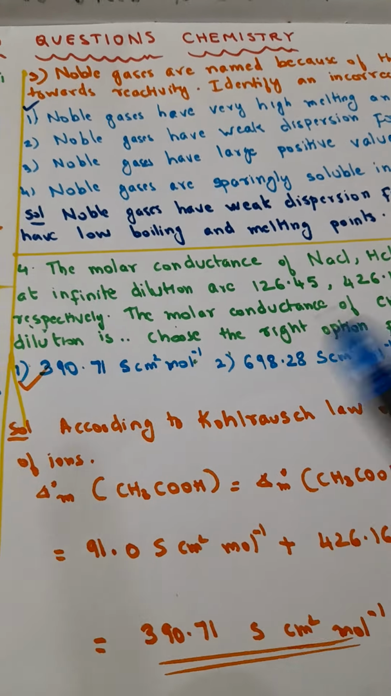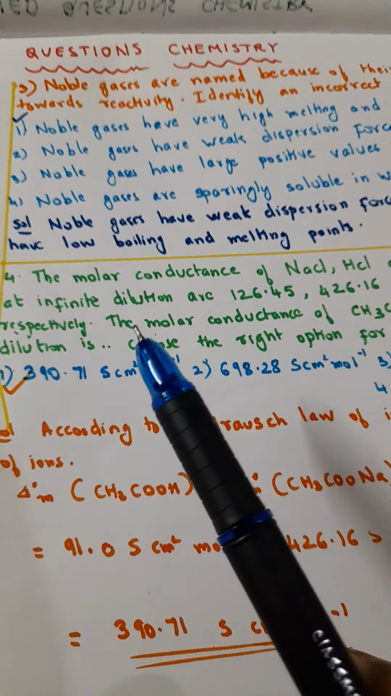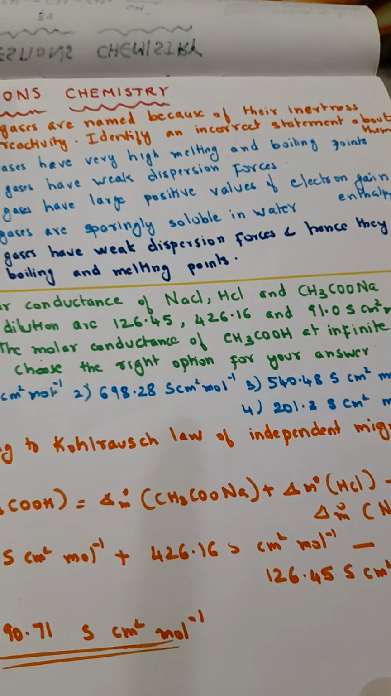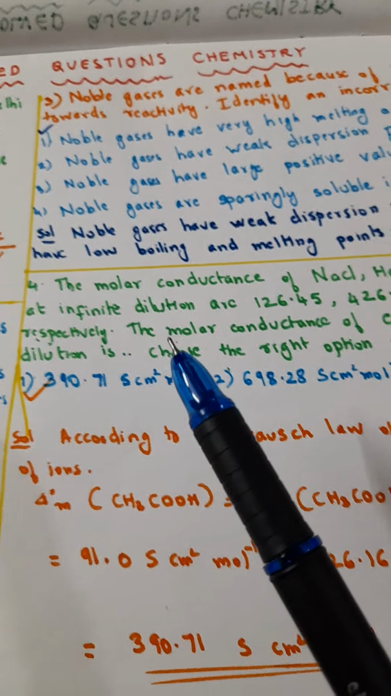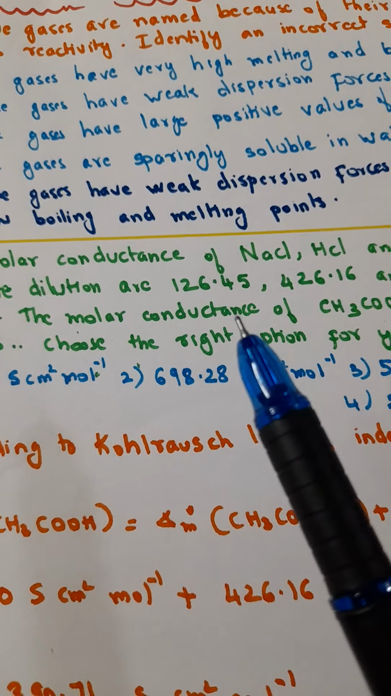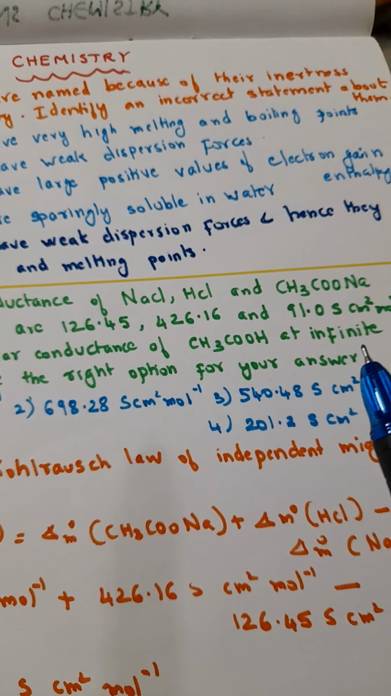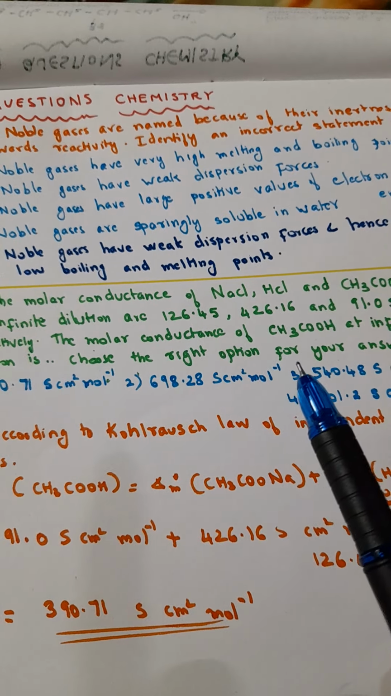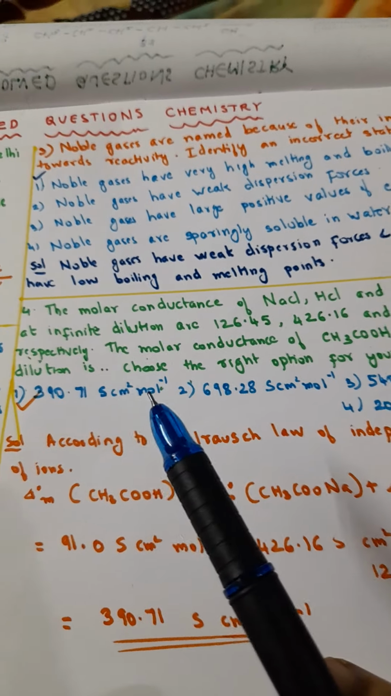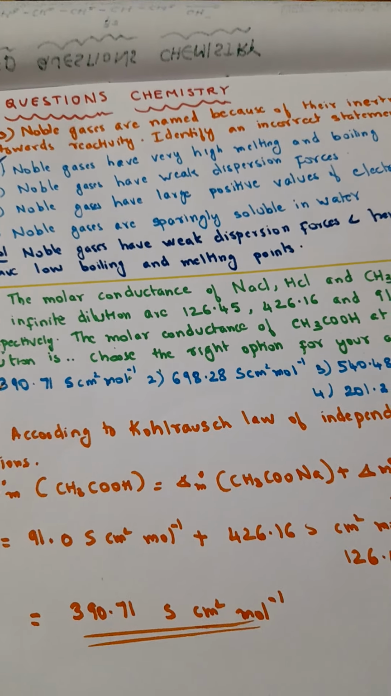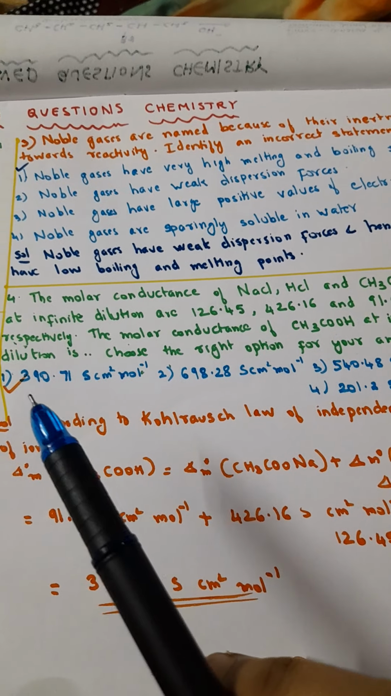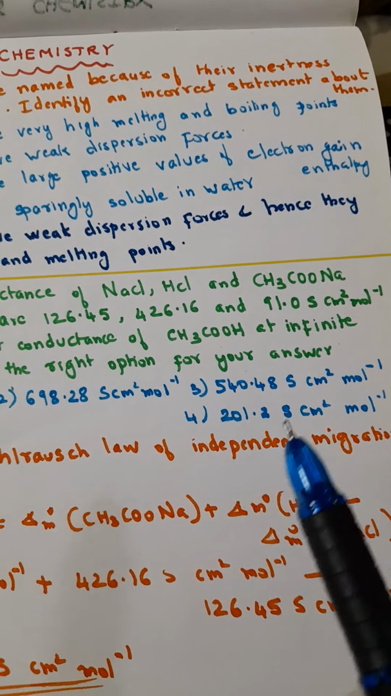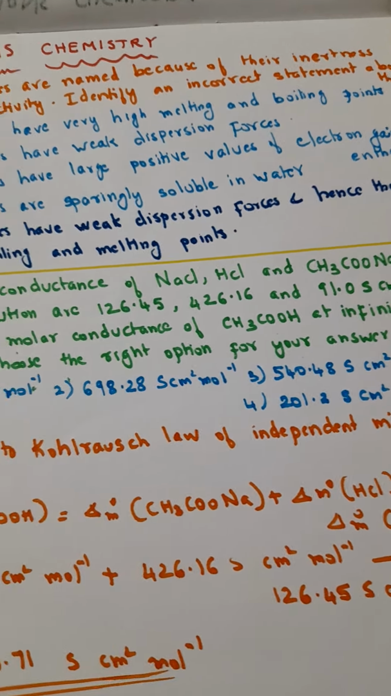Okay. Now, one more question we will have for today. What is the question? The molar conductance of NaCl, HCl and CH3COONa at infinite dilution is given as 126.45, 426.16 and 91. Okay. So, what are they asking? The molar conductance of CH3COOH at infinite dilution is, you have to choose the correct option. So, what are the choices? 390.71, 698.28, 540.48 and 201.2.